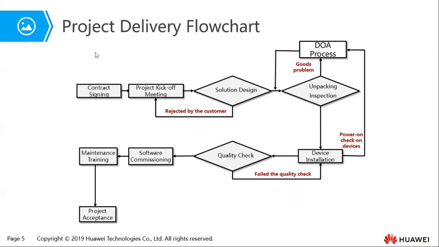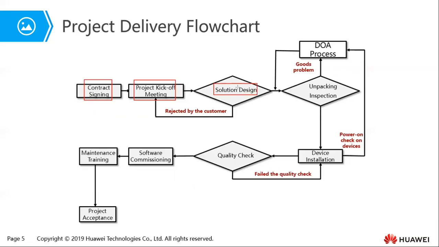Now, this is the project delivery flowchart. Generally, it begins from the contract signing. After the contract signing, we go to the project kickoff meeting, which we're going to look at shortly. At the project kickoff meeting, we just want to understand the requirement of the customer. From the project kickoff meeting, we can now design the solution.